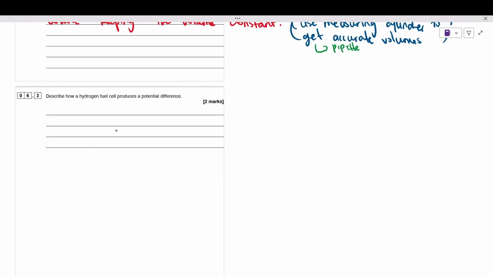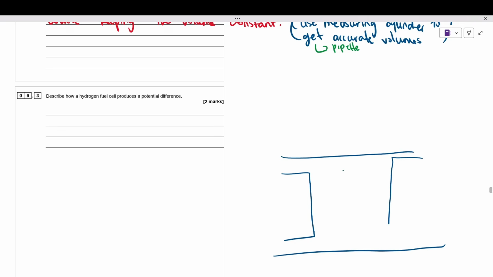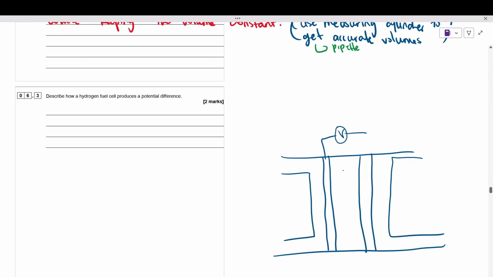Okay, so question 6.3 is about hydrogen fuel cell. So we're going to describe how a hydrogen fuel cell produces a potential difference. So if you remember hydrogen fuel cell, I'm going to try and draw this out now. Oh, that's colorful, right? I'm not the best artist, right? So our hydrogen fuel cell looks something like this, right? So let me just finish drawing these out. Now we have our voltmeter around.